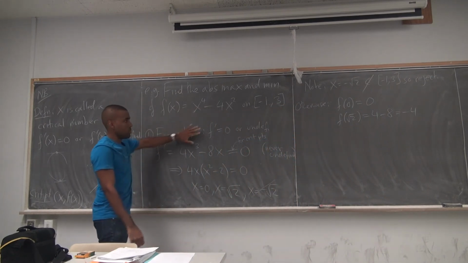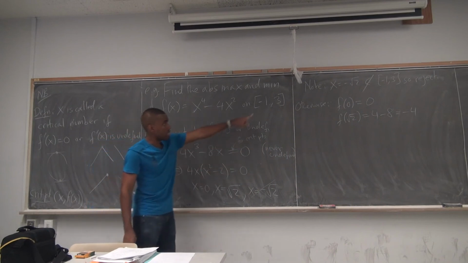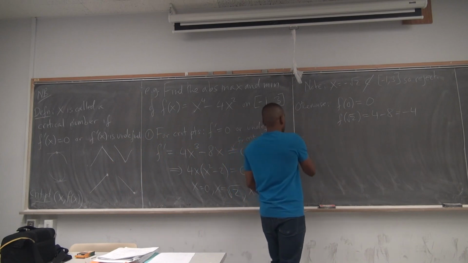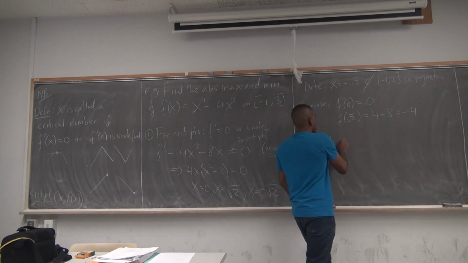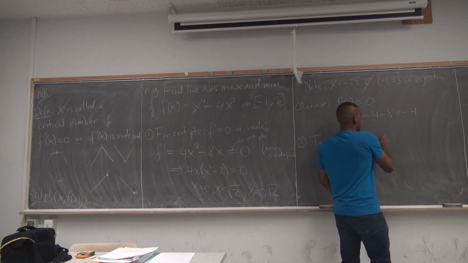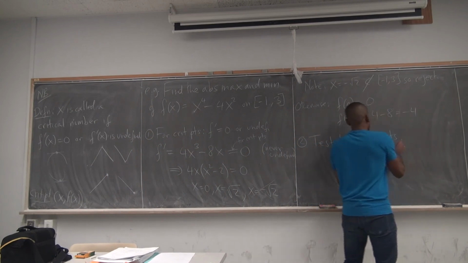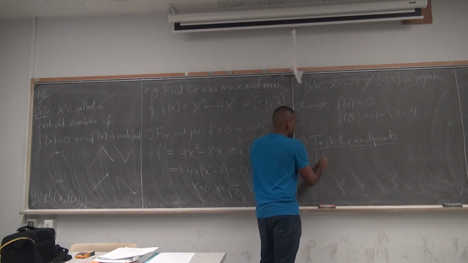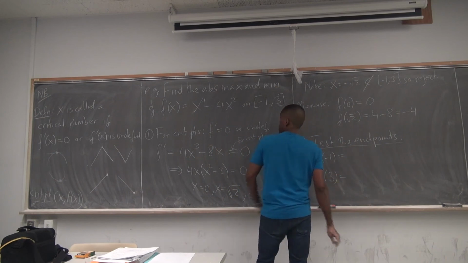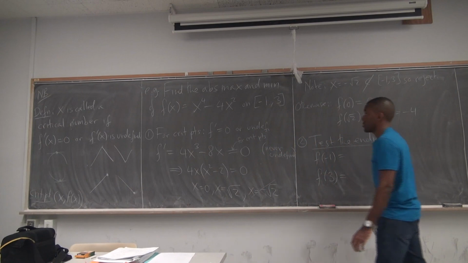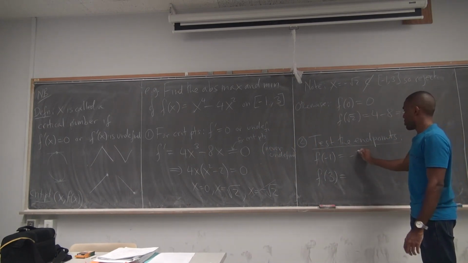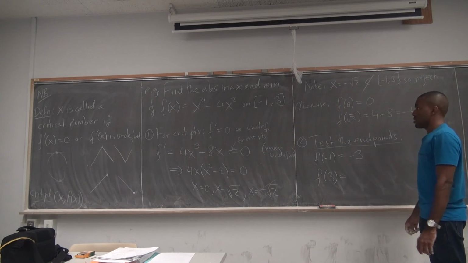So that was step 1. Find the critical points, look at who is actually in your interval, and find the y values at those points. Step 2, we're going to test the endpoints. Meaning, you're going to go to the endpoints and find f of a and f of b. So I'm simply going to find f of minus 1, and f of 3. If I put in minus 1 here, I get what? I get minus 3.